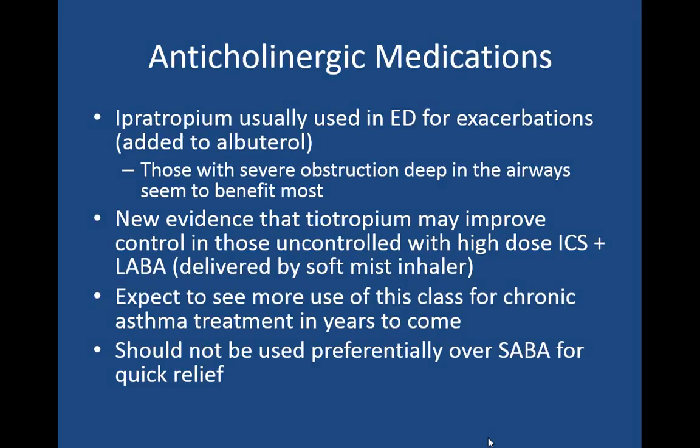There's actually some new evidence and some new studies that look at using tiotropium or Spiriva as a controller medication for asthma, in addition to the steroid and the long-acting beta agonist. So that's kind of a hot topic. And it's currently recommended that if you have a patient that is poorly controlled with their asthma and they're on maximum therapy, that you should add Spiriva to that patient.